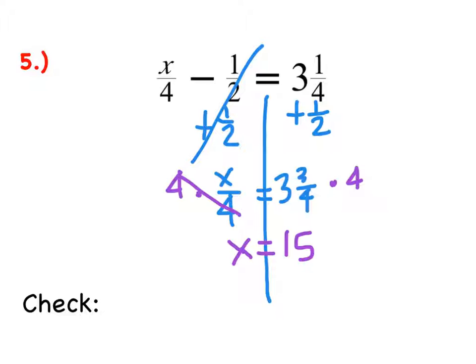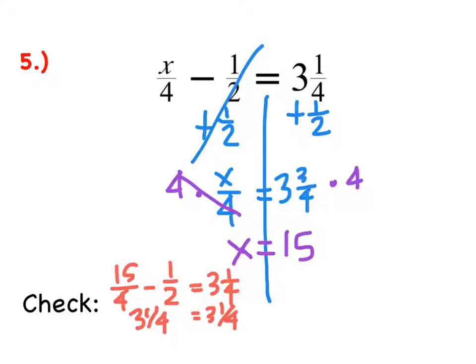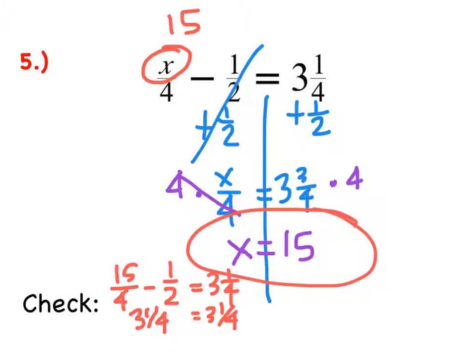Now I'm going to do the check. When I rewrite my original equation but use 15 instead of x, I get 3 1/4 on one side and 3 1/4 on the other side. Since both sides are equal, I know that my final answer is x equals 15.